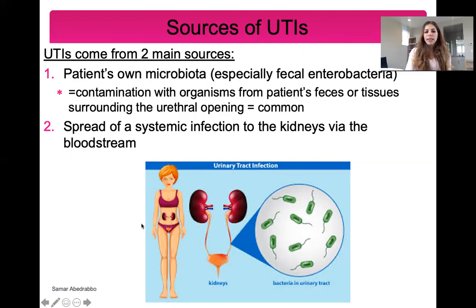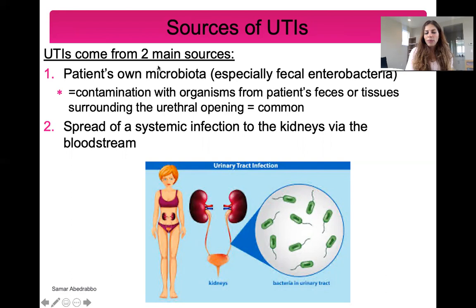Another reason that people get UTIs is the spread of a systemic infection to the kidneys via the bloodstream. A lot of times you might have some different infection that has nothing to do with the kidneys, but the bacteria can cross over to the kidneys. So that is another way that you can get UTIs.